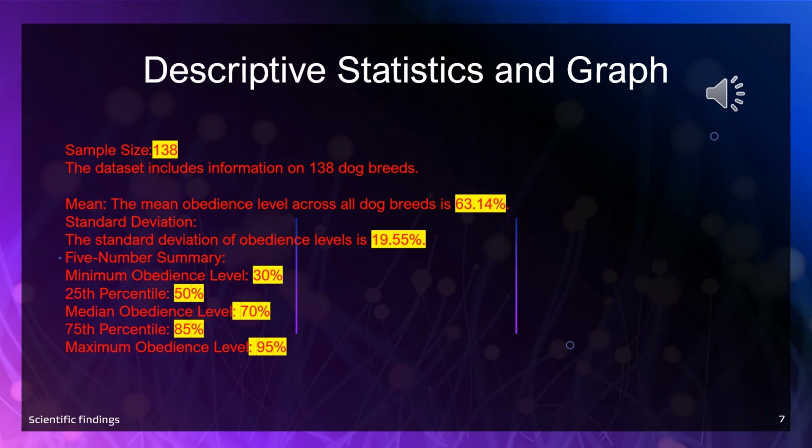Descriptive statistics and graphs. So my sample size was 138. The dataset includes information on about 138 dog breeds. The mean obedience level across all the dog breeds is 63.14%. The standard deviation of obedience levels is 19.55%. The 5-number summary, the minimum obedience level is 30%. The 25th percentile is 50%. The median obedience level is 70%. The 75th percentile is 85%, and the maximum obedience level is at 95%.